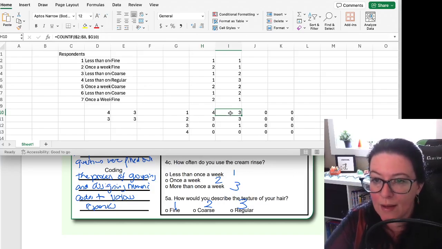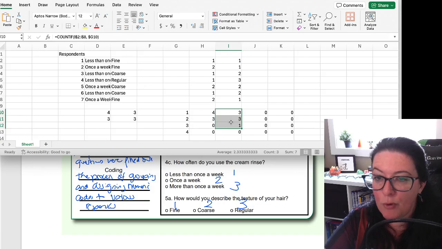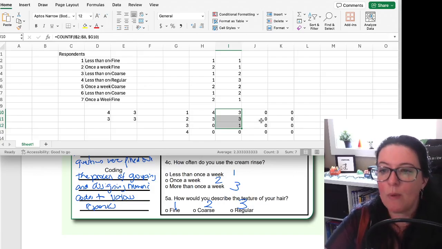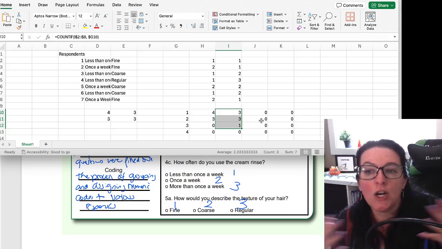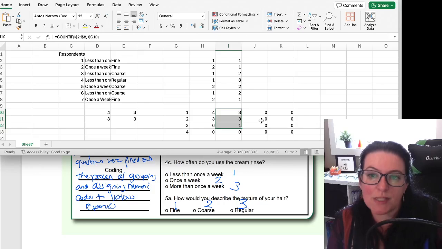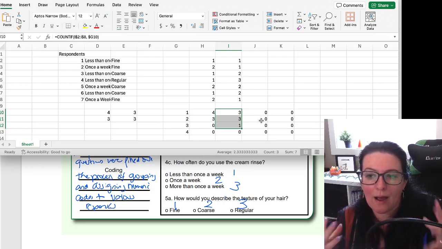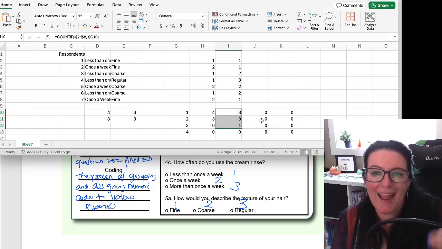less than once a week. And here, there's very few people with regular hair. And I would just keep going. At a quick glance, I can summarize the results of hundreds or thousands of responses without having to do a whole lot of work by hand.